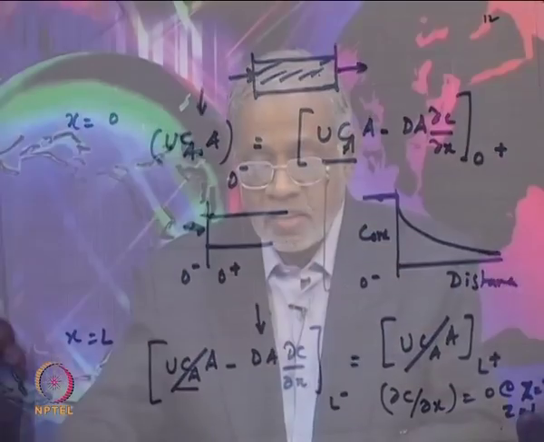So, in other words, del C del X equal to 0 at z equal to 1 is also called the celebrated Danckwerts boundary condition. This issue was brought out and explained beautifully by Danckwerts many years ago, and this is now very well recognized as the way of understanding tubular reactors with axial dispersion.